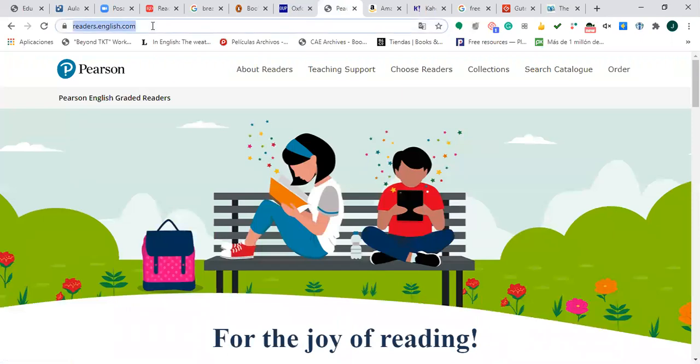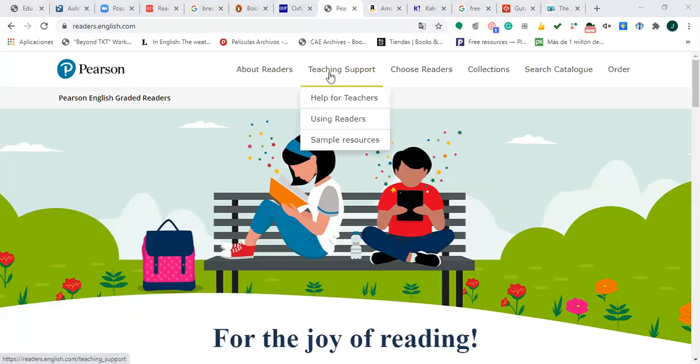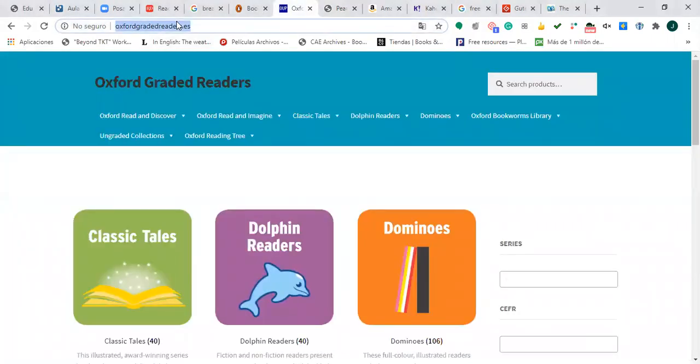Pearson, first the Pearson one. I'm going to write it on the chat. This is from Pearson. Remember, they are editorials. They publish books, student books, any other books, not just the student books. You have here the teaching support, help for teachers, using readers, sample resources. Now here you have the worksheets. Then we have the Oxford.